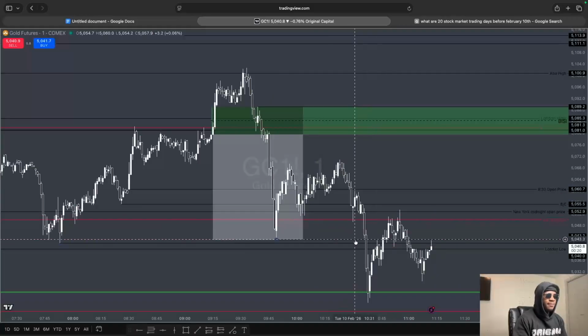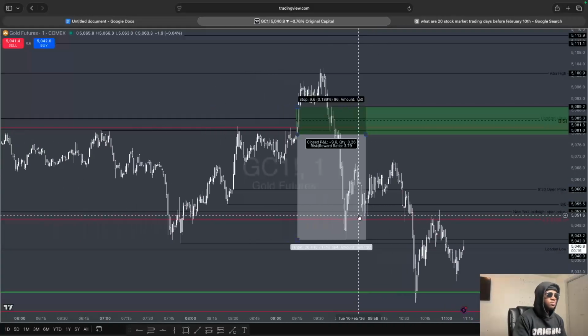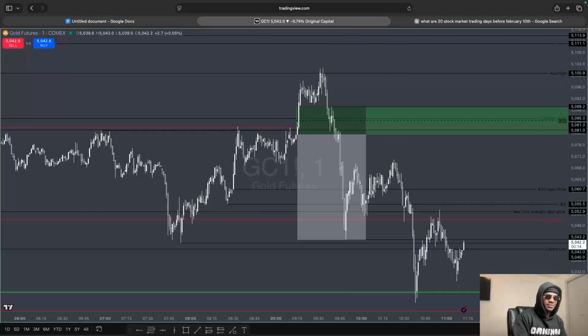Then when it came down and tapped my ultimate objective, which was this, that was a good way to manage my trade on my part. This was a good short-term investment. Like I said, I'm bearish on gold from a day trader's perspective right now.